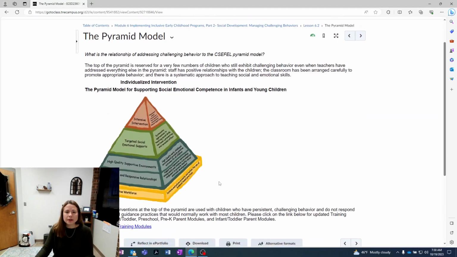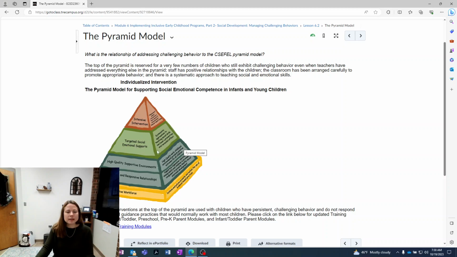Now, the pyramid model here, again, is going back to that social emotional competence that we're looking at, right? So the Center for Social Emotional Development. When we're looking at this pyramid, what it's doing is it really looks at the type of intervention and supports in place, right? So think of it like a framework. Whenever we're looking at it, the top of the pyramid is really where you're going to be working with those children, or just those few, or even that one in your room who has that challenging behavior. Down here at the bottom is all the things that all the children are getting, right? And over here in the middle is going to be those targeted social emotional supports.